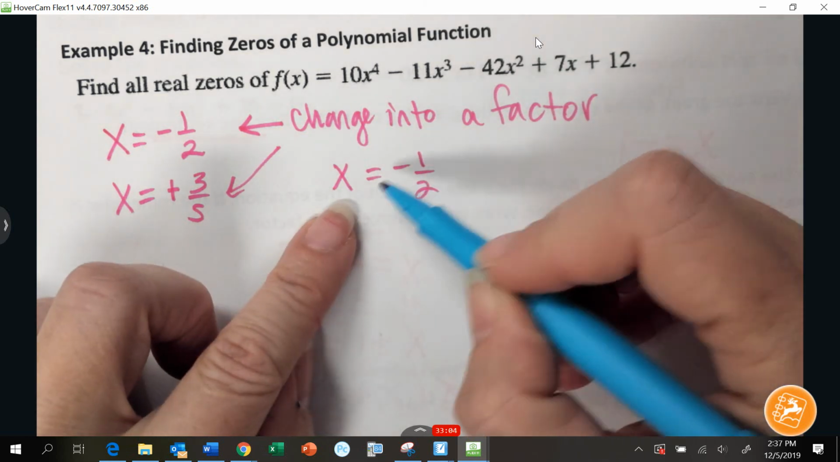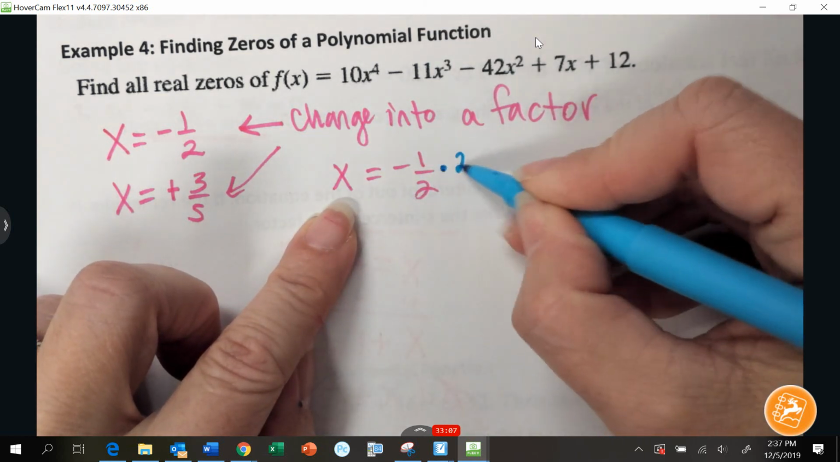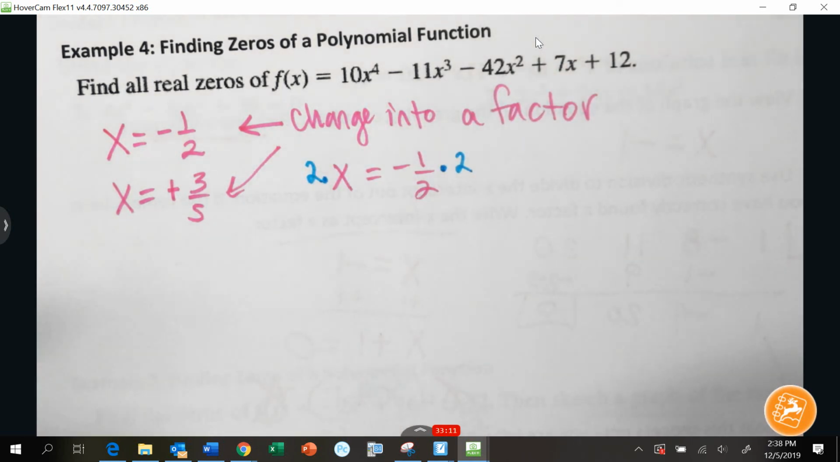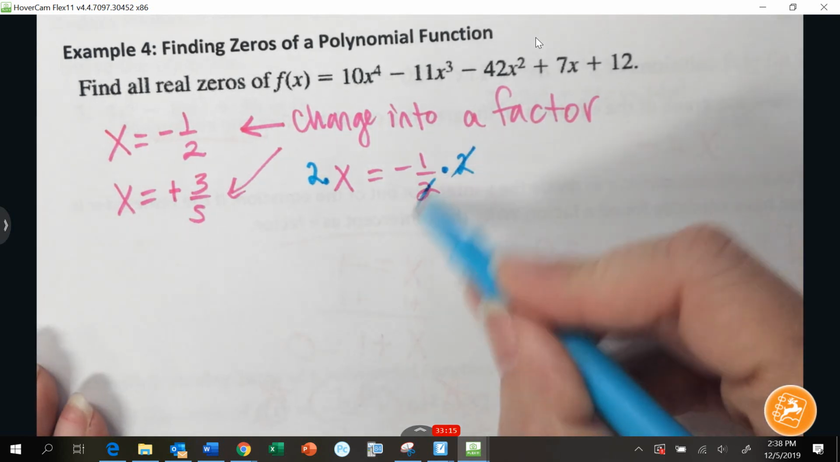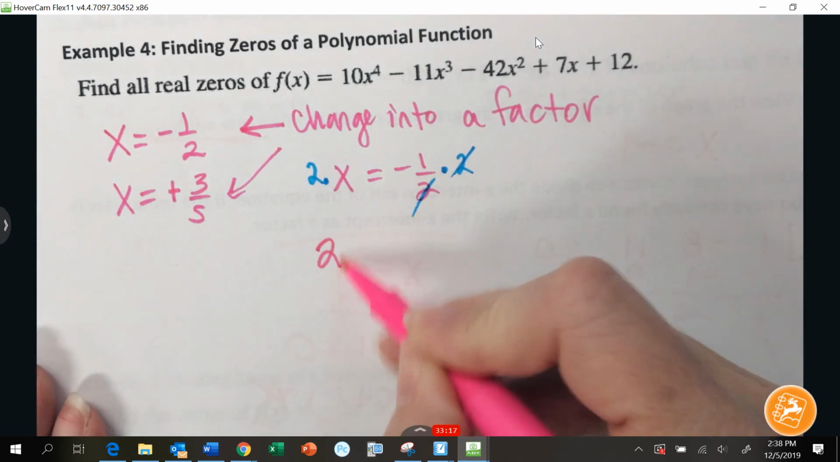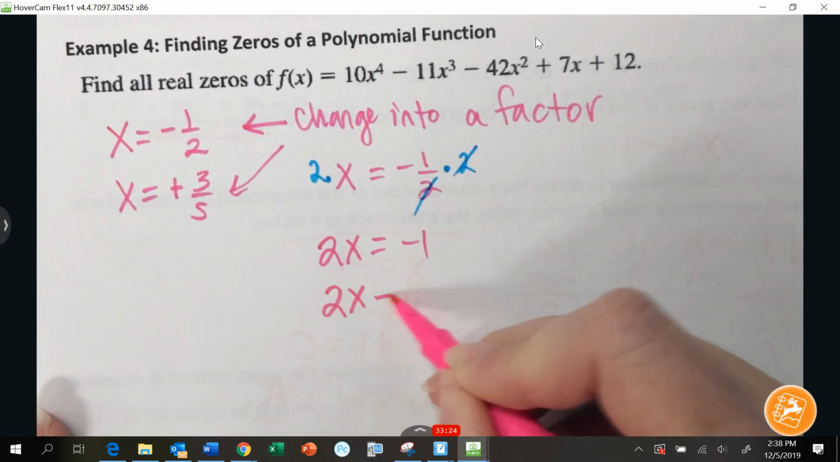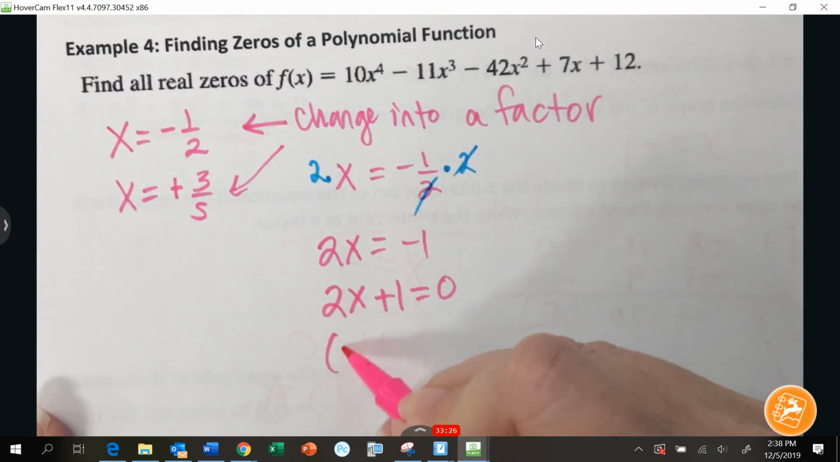In order to change this into the factor, you first have to multiply both sides by 2, because when we had this kind before, we had to divide both sides by 2. So multiply both sides by 2, and I get 2x equals negative 1. Then I add 1 to both sides: 2x plus 1 equals 0. This is the factor.